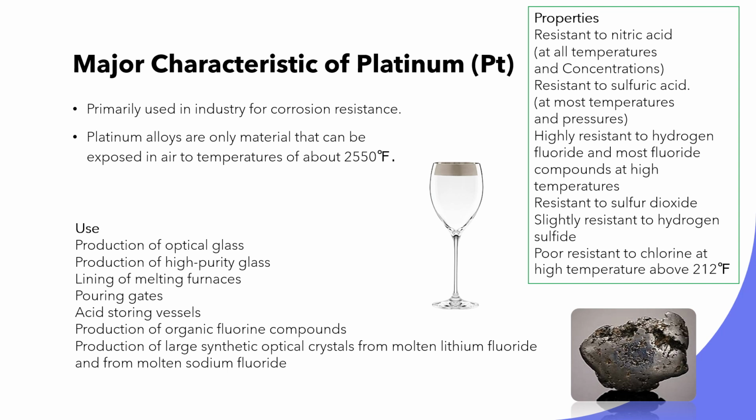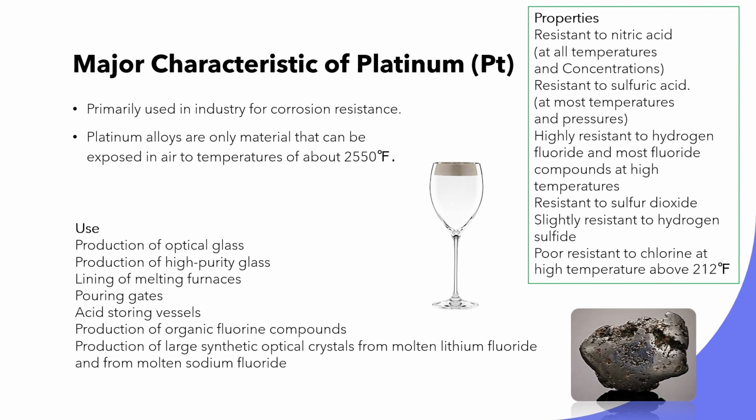Or resistant to chlorine at high temperature above 212 degrees Fahrenheit, okay? So what are we using? Platinum. So in platinum alloy, we use them in production of optical glass, okay? Production of high purity glass like this, lining of melting furnaces, and pouring gates, acid storage vessels because they are resistant to most acids. Production of organic fluorine compounds, okay?